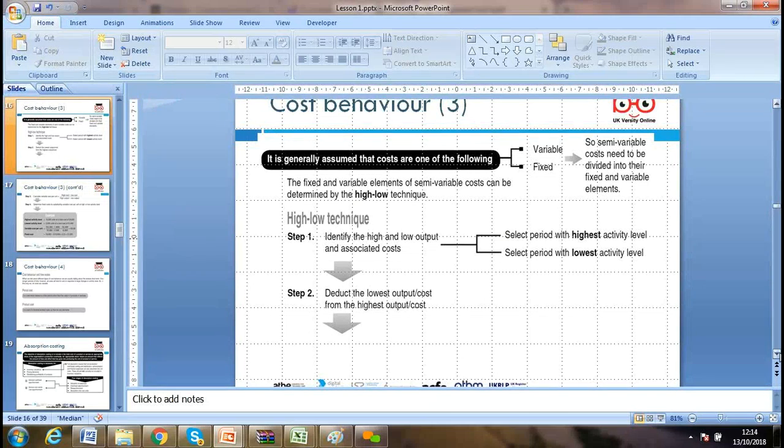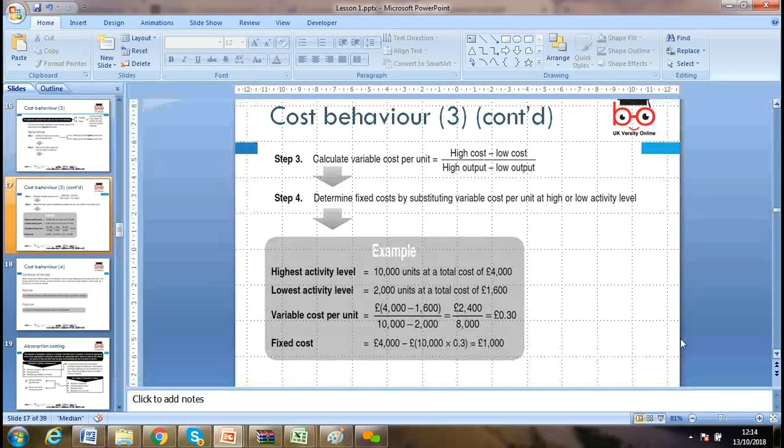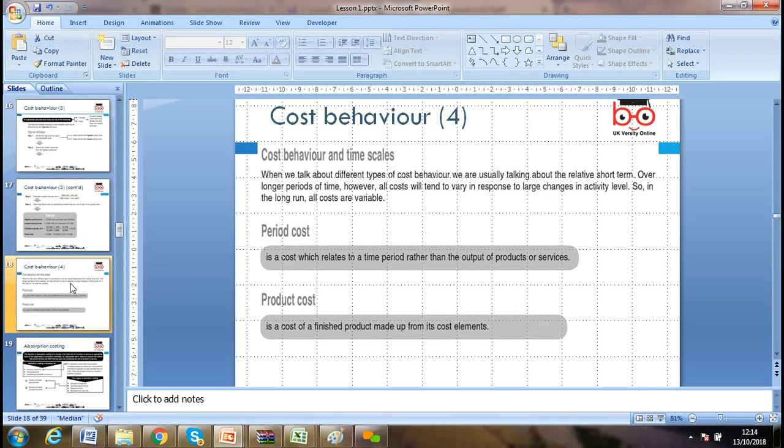You can see that at 10,000 units our fixed cost was 1,000, and at 2,000 units our fixed cost again came to 1,000, and 600 was variable cost out of 1,600 total. If you have any questions, please ask me, and I'll come back to you and we can do more activities.